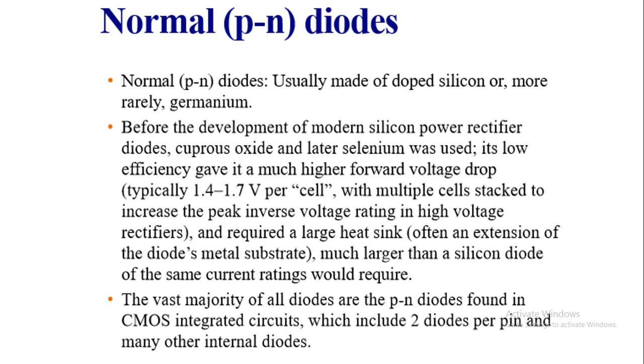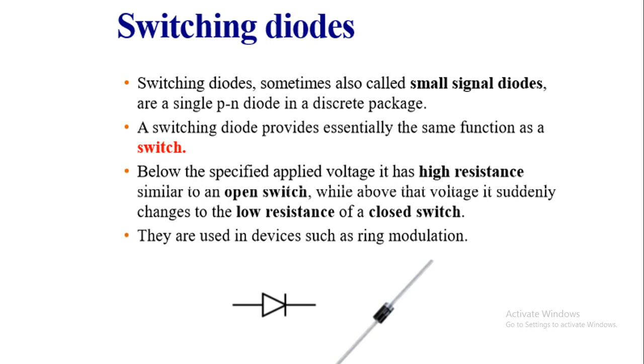The vast majority of all diodes are the PN diodes found in CMOS integrated circuits, which include two diodes per pin and many other internal diodes. Switching diodes. Switching diodes, sometimes also called small signal diodes, are a single PN diode in a discrete package. A switching diode provides essentially the same function as a switch.